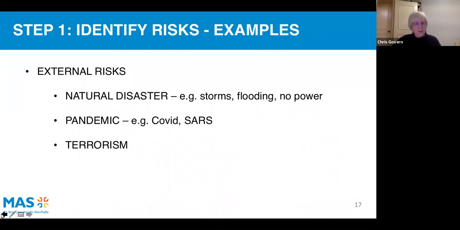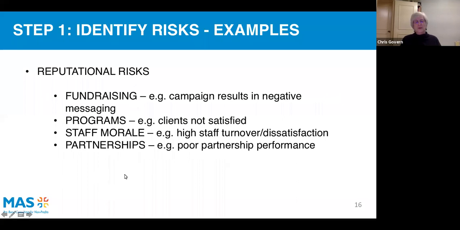I think I skipped one here. Reputational risks is another one to think about. Your organizational reputation is a valuable asset that needs to be protected, and you need to think about the risks you could be taking around your reputation. For instance, if you aren't performing well in the partnerships you're in, that could be a reputational risk for your organization, both with your funders, your clients, and other partners. So that's another bucket that you might think about.